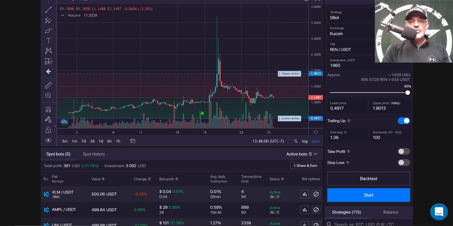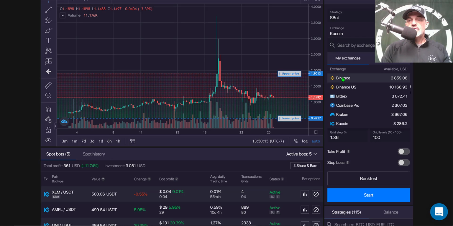And so the history on Ren on Qcoin is limited. It does not go back very far. It only goes back to about February 3rd, and that must be when they were added to the platform. So when that is the case and I have very little history on a certain exchange, let's jump over to Binance and see if I can look at a longer history.